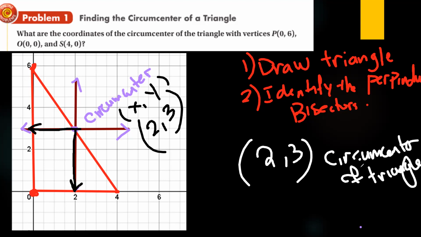So first, you need to draw the triangle. The second step, you need to identify the perpendicular sides. And the third step, you need to see where are the coordinates of this point. The coordinates will be the coordinates of the circumcenter of the triangle.